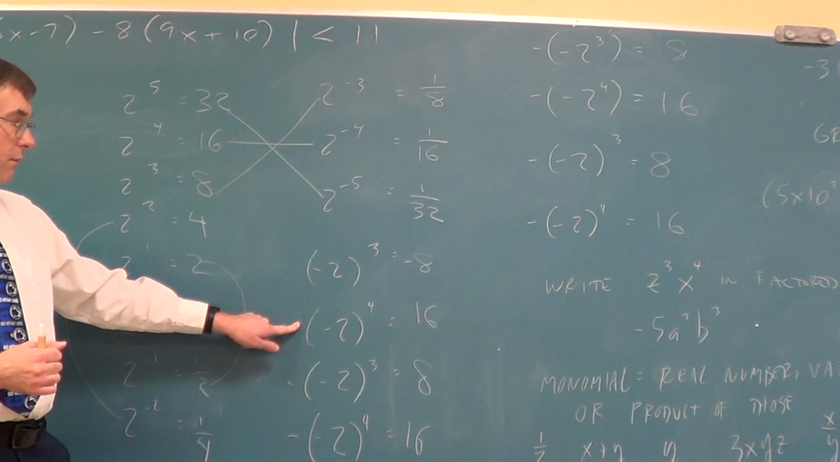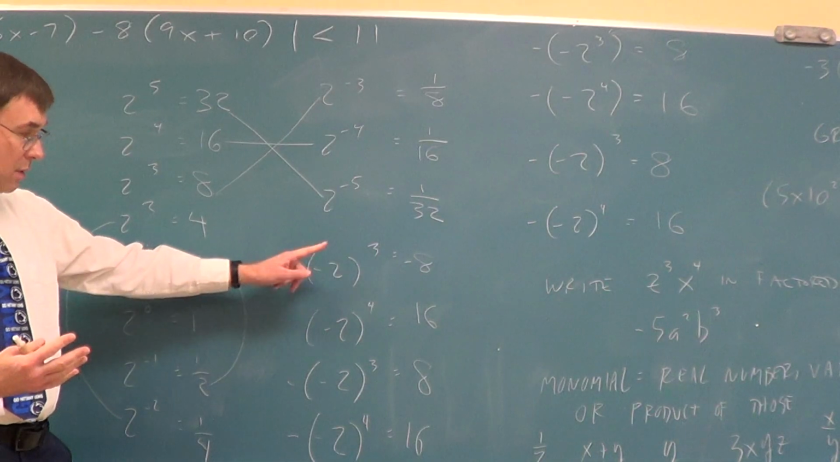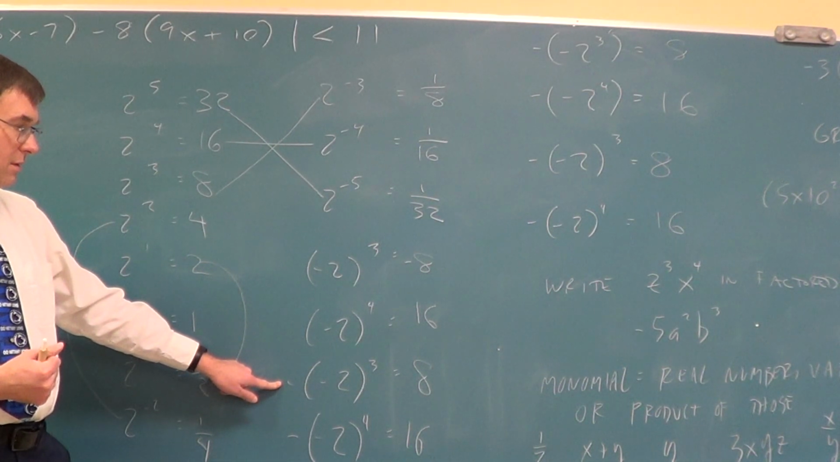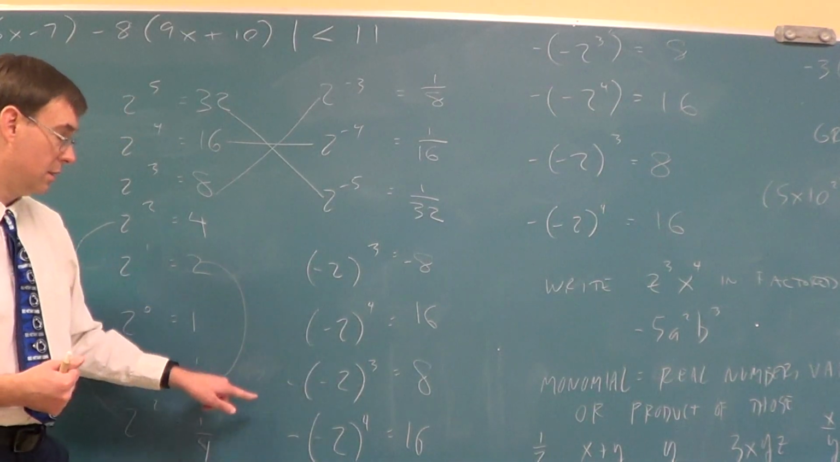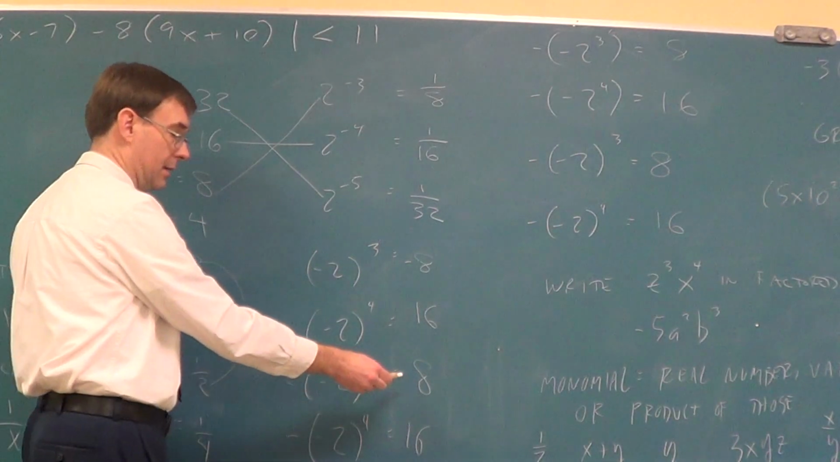Is that a 4? 4 is an even number, so it's going to be positive. How many negatives does this one have? That's a 3, right? And then 4. So it has 3 of this and 1 of that. 4 of them makes it positive.